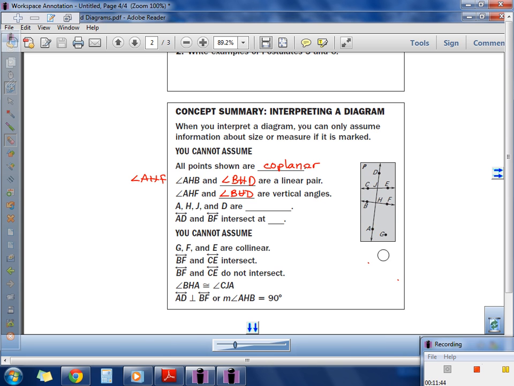The next one. A, H, J, and D are what? Collinear. Good response.